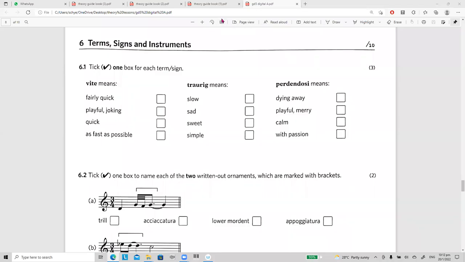Hello, welcome back to another lesson. Today we talk about question 6 of this paper A: terms, signs, and instruments.